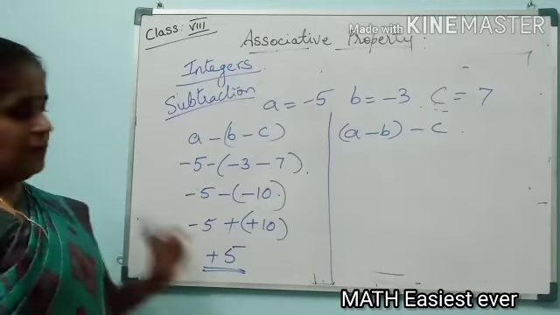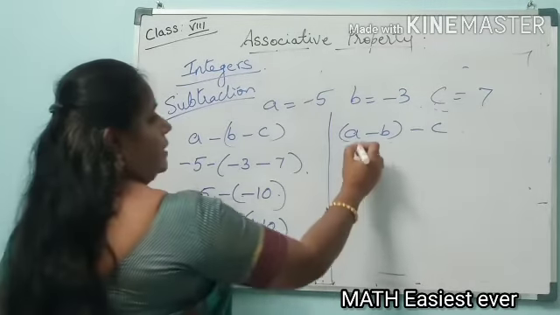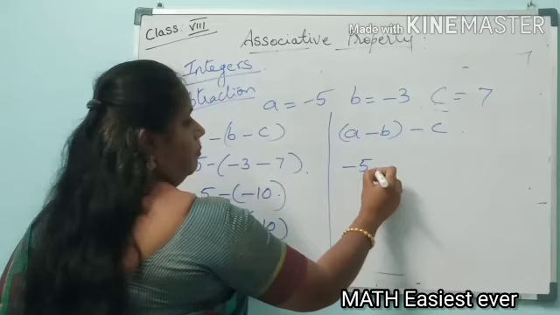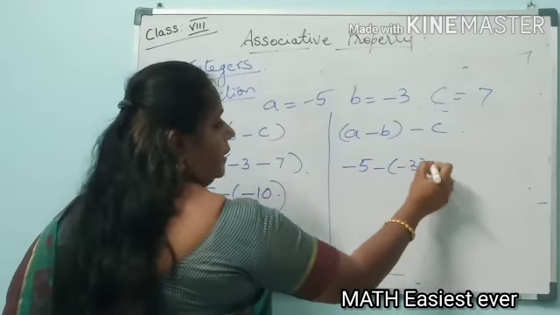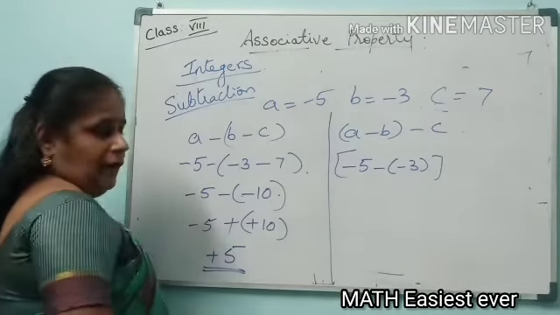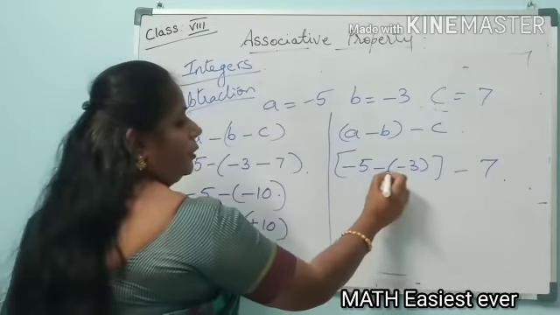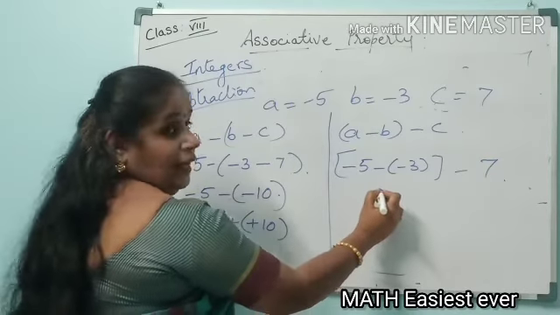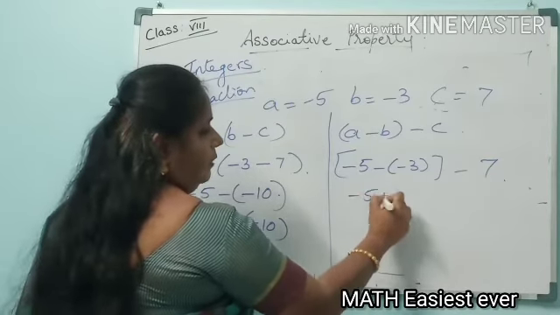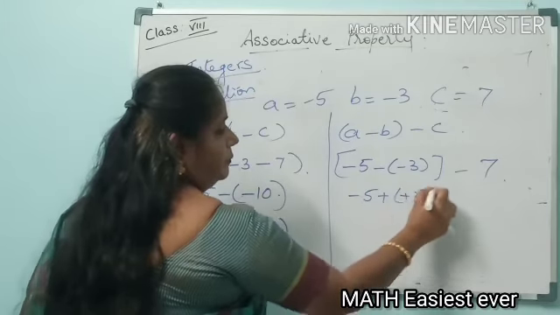So your answer is plus 5. Now take this one. What is A? Minus 5. What is B? It's minus 3. Okay. Now minus 7. Now what do you have to do? Since it's subtract, you have to take the additive inverse. Minus 5 will become plus 3.